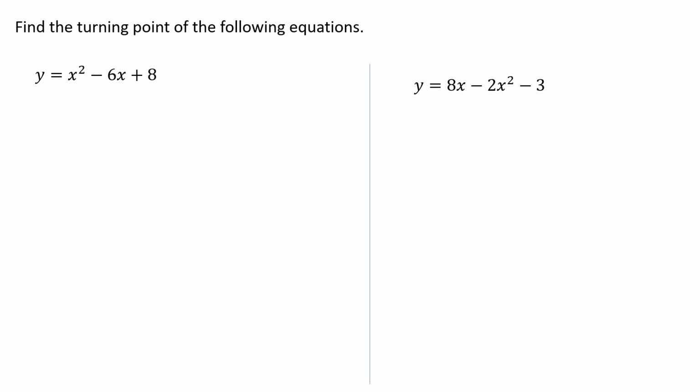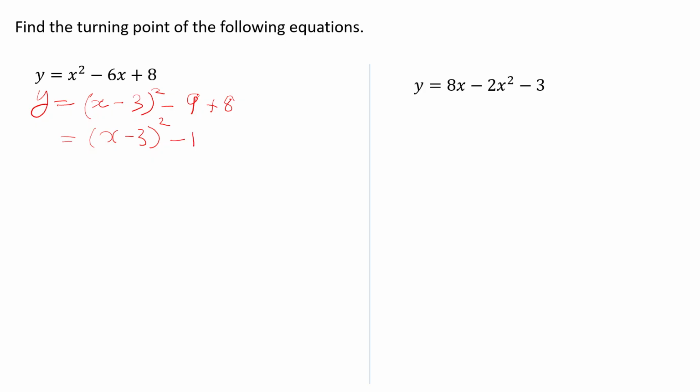To find the turning point, we are going to complete the square. So to do the complete square, y equals x minus half of the x term, which is 3, squared, then take away 3 squared, which is 9, plus 8. So (x minus 3) squared minus 9 plus 8, so minus 1.